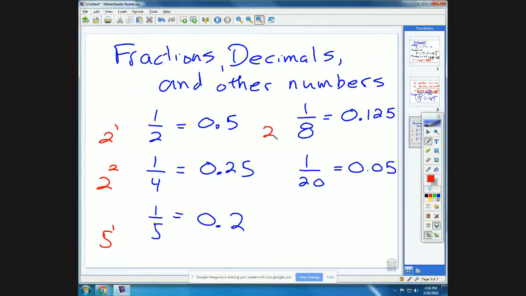8 is 2 cubed. What's 20? 5 to the 4th? Nope. That's a good guess. 5 to the 2nd? No. Come on, do a factor tree. Oh my gosh, you guys are killing me here. We're regressing. What is it? 5 and 2 squared. Yeah, it's 5 to the first times 2 to the second.